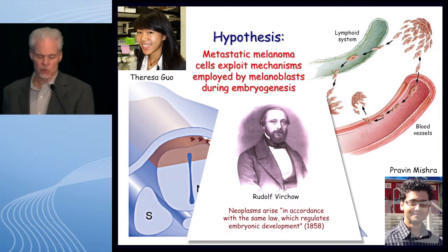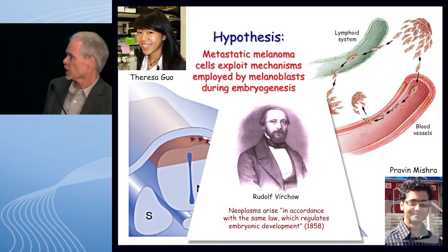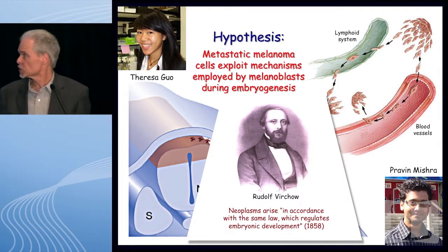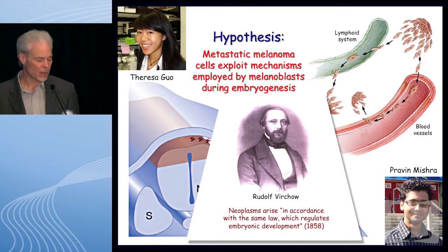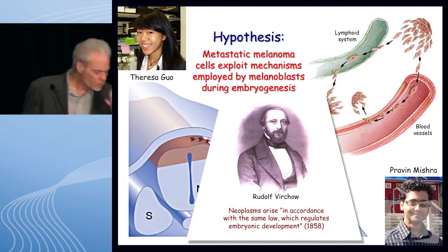So one of them has to do with the hypothesis that metastatic melanomas exploit mechanisms employed by melanoblasts during embryogenesis. This gets back to the idea of hard wiring. Is there something about the development of the melanocyte that might make it more metastatic? So this is not a new idea. There aren't any new ideas. I hate to tell you this, but if you have an idea, you can find it in the literature. You just keep going back.